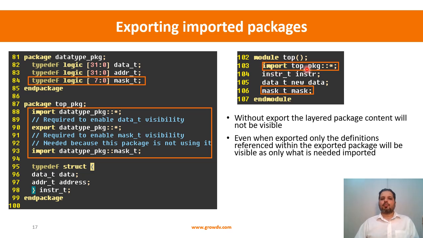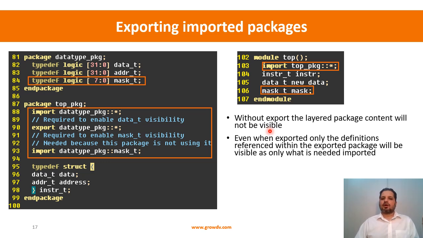Here what I'm doing, I'm importing this particular top package and I'm importing everything. Okay, so if I did not have line 90 and 93, let's say, and if I had defined this line 106 where I want to use this mask_t mask, I am declaring a variable of the type mask_t which is present in the data type package which is imported on line 88 within the top package, and that top package I have imported over here on the module top at line 103. Okay, so this is the scenario.